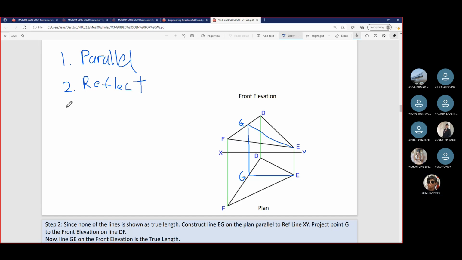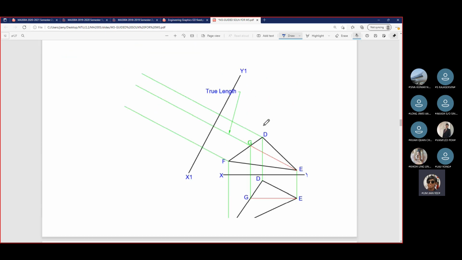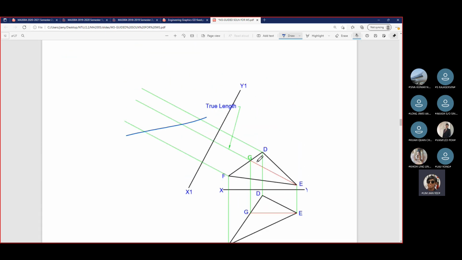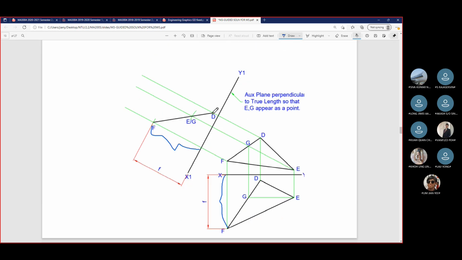Okay. Step three. Reflect off the perpendicular. Reflect off the perpendicular, then you get a line. So this line is true.